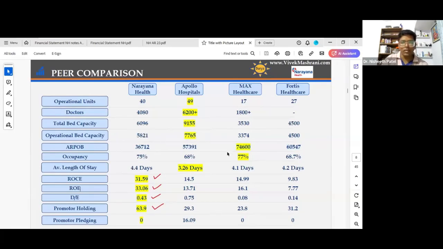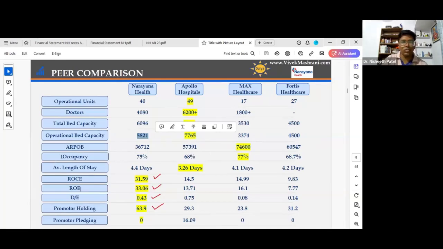If you can see that मैक्स हेल्थ केयर का मैक्सिमम है, ठीक है, क्योंकि they have a lesser number of beds. Operational bed capacity is only 3000. As compared to that, if you can see that Narayana Health has a 5000 operational bed capacity. So they are generating more revenue, but the average revenue per bed is less as compared to Max Healthcare.